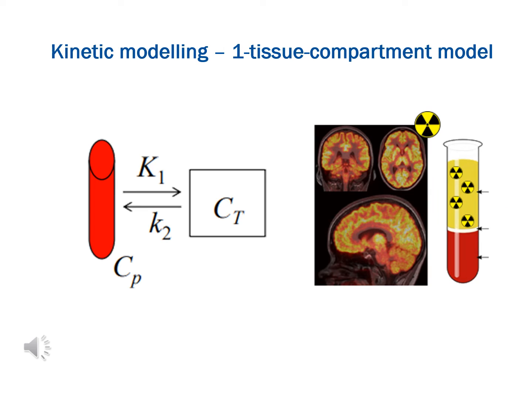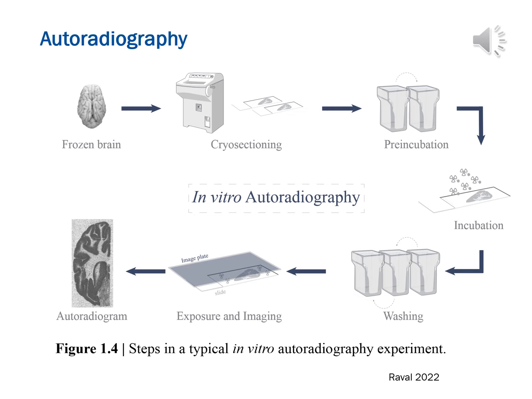To quantify SV2A in the brain, we used a one-tissue compartment model with metabolite-corrected arterial input function. PET does not provide absolute measures of protein density.